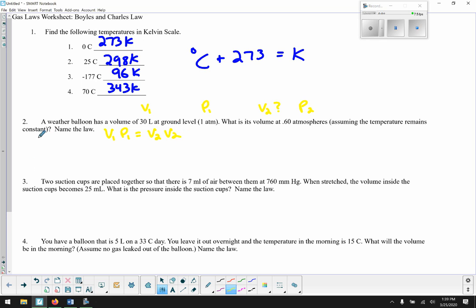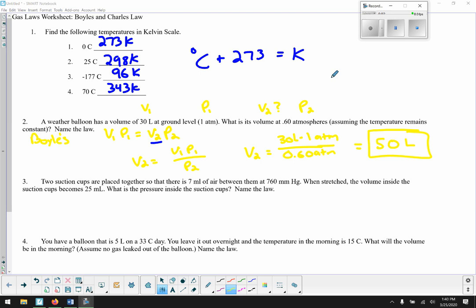The law is Boyle's law. And then we have to rearrange it. We are looking for V2. Let me just put P2 in. So looking for V2, which means we divide both sides by P2 to isolate it. So rearranging, V2 equals V1 P1 over P2. And then you would plug in the numbers, and I'm going to do that and come back.